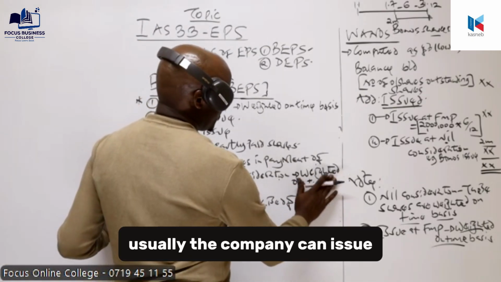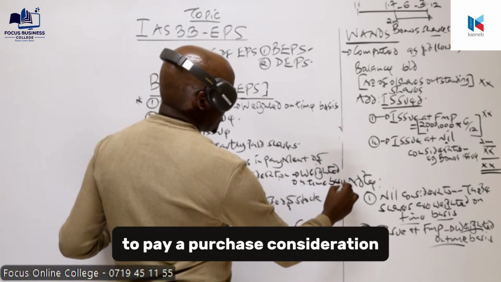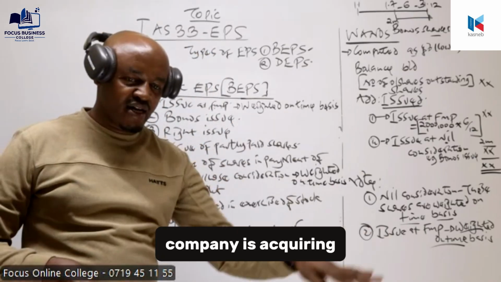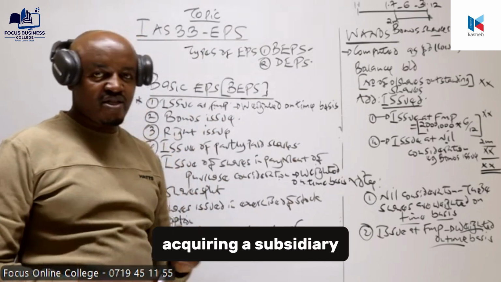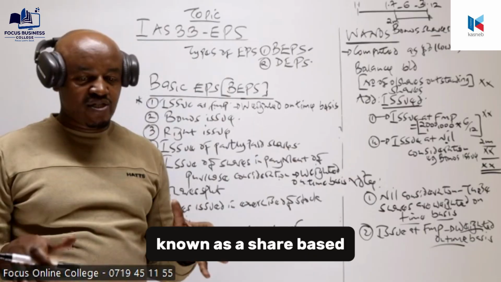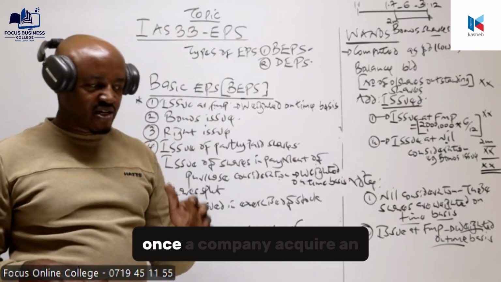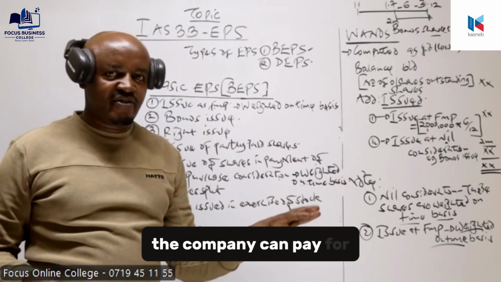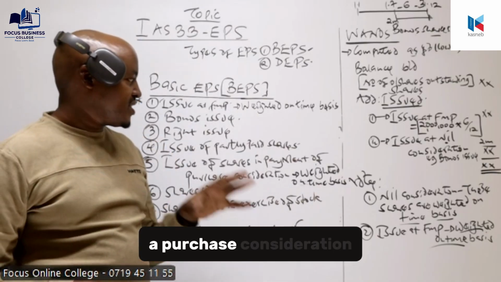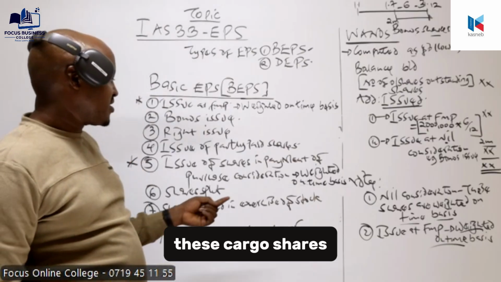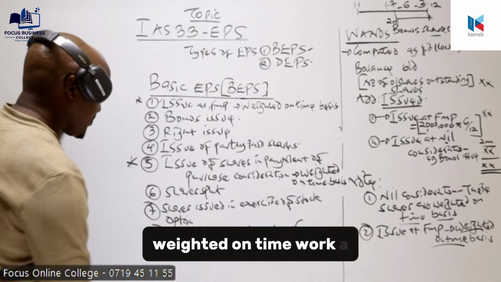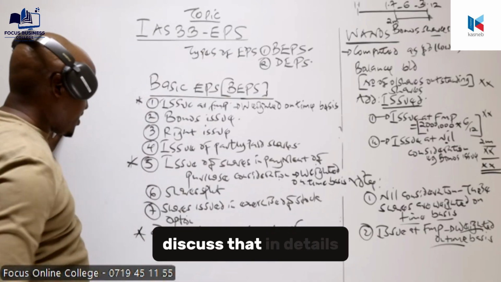Usually the company can issue shares to pay a purchase consideration in a business combination. Business combination is where one company is acquiring another, like the parent company acquiring a subsidiary, or a company can purchase an asset. There is a topic you're going to discuss known as share-based payment. We will be able to see that once a company acquires an asset, the company can pay for that asset by issuing its own shares. So those shares which are issued to pay a purchase consideration are supposed to be weighted on time basis. I'll not be able to discuss that in detail.